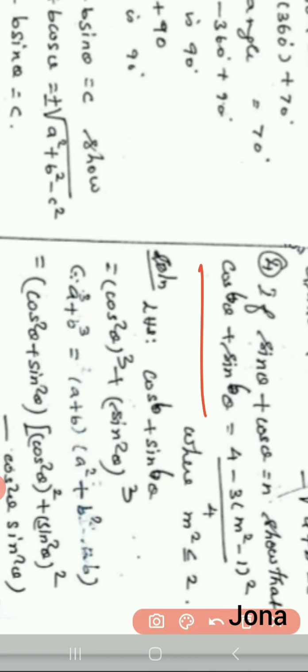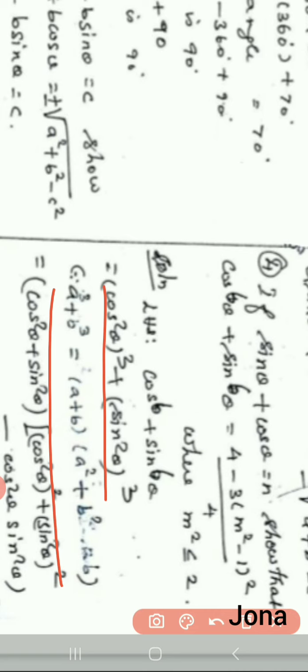Cos power 6 theta plus sin power 6 theta. I can write this power 6 as 2 into 3. So I want to write like this: cos square theta the whole cube plus sin square theta the whole cube. Here I have the identity A cube plus B cube, isn't it? So I know the formula for this algebraic expression. A cube plus B cube equal to A plus B into A square plus B square minus AB. I want to use the algebraic formula here.